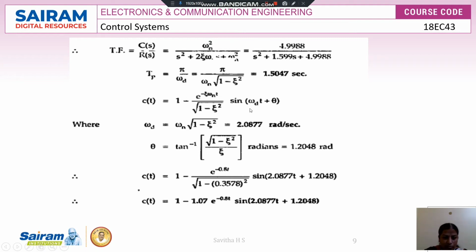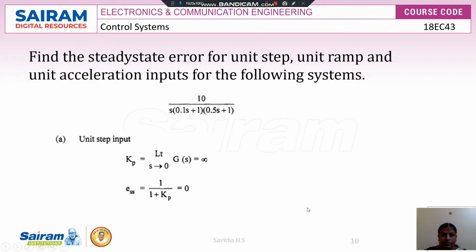Now we substitute all the values in the above expression. So C of t is equal to 1 minus e to the power of minus 0.80 t divided by square root of 1 minus 0.3578 whole square, sin of omega d, which is 2.0877 into t, plus theta, which is 1.2048. Now again we write the expression as C of t is equal to 1 minus 1.07 e to the power of minus 0.80 t sin of 2.0877 t plus 1.2048.